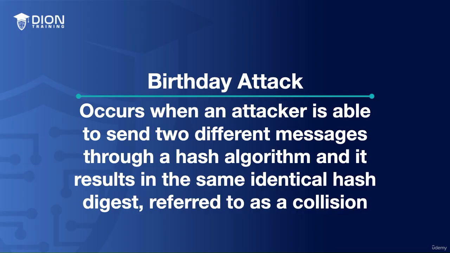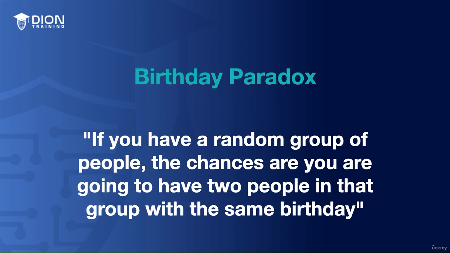Now, the second type of attack I want to cover is what's known as a birthday attack, and the birthday attack occurs when the attacker is able to send two different messages through a hash algorithm and then get the same identical hash digest. This is what we call a collision, and in the case of a birthday attack, we actually are trying to create collisions. Now, this attack gets its name from something known as the birthday paradox, which says that if you have a random group of people, the chances that you're going to have two people in that group with the same birthday is pretty high.